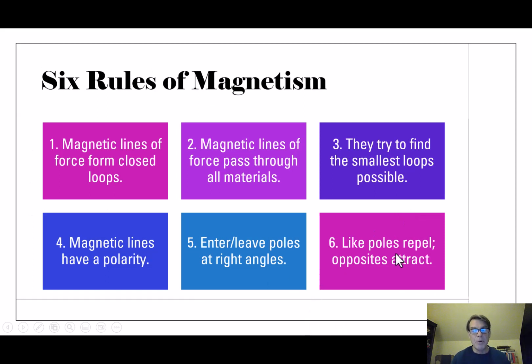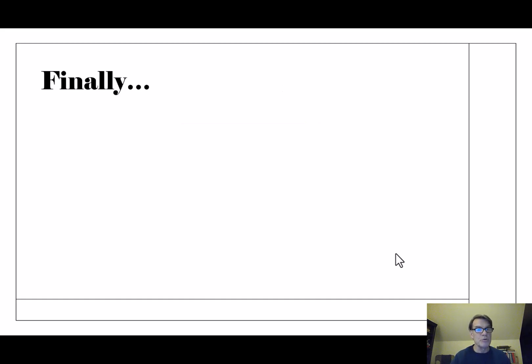And then 6, like poles repel, opposite poles attract. So if you try to put 2 north poles of a magnet together, they're going to push away. But if you put a north and a south together, they're going to connect and hold. So these are the 6 rules of magnetism. Magnetic lines of force form closed loops. They pass through all materials. They try to form the smallest loops possible. They have a polarity. They leave the poles of a magnet at right angles. And like poles repel and opposite poles attract, it's like electricity, right? So there you have it, the 6 rules of magnetism.